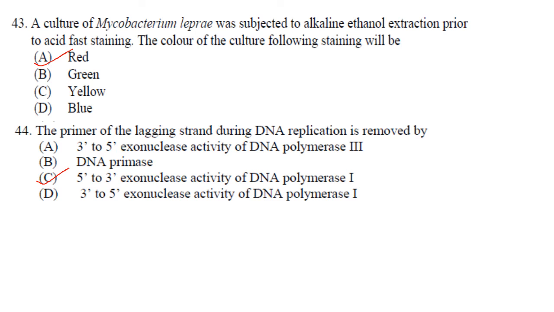Next one. The primer of the lagging strand during DNA replication is removed by. That is removed by DNA polymerase 1. So option A and B can be eliminated. We will see for C and D. C, 5' to 3' exonuclease activity of DNA polymerase 1. D, 3' to 5' exonuclease activity of DNA polymerase 1. So answer is option C. 5' to 3' exonuclease activity of DNA polymerase 1.